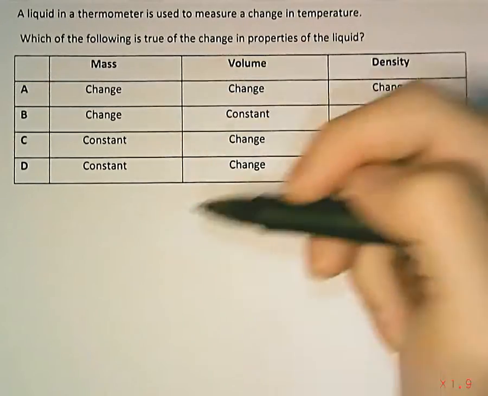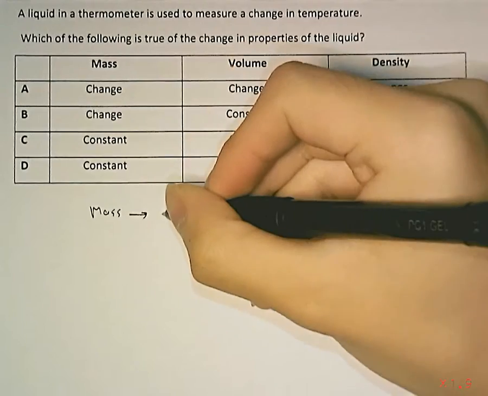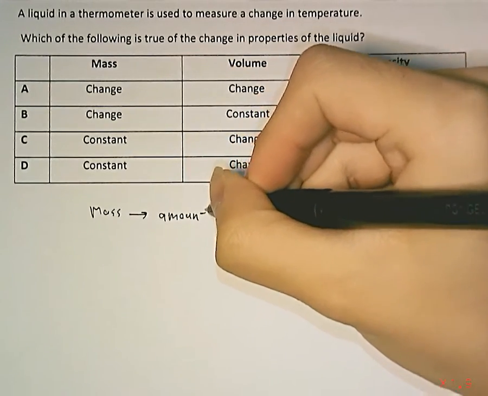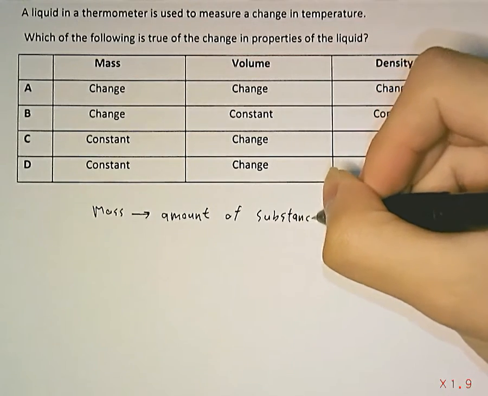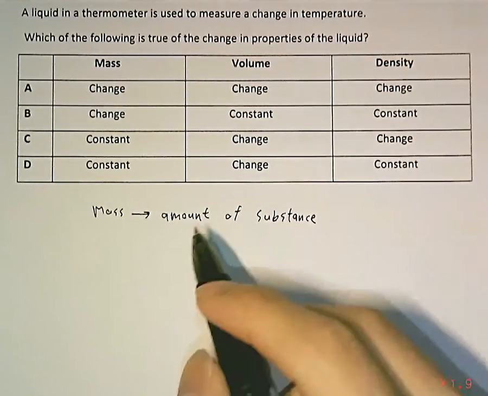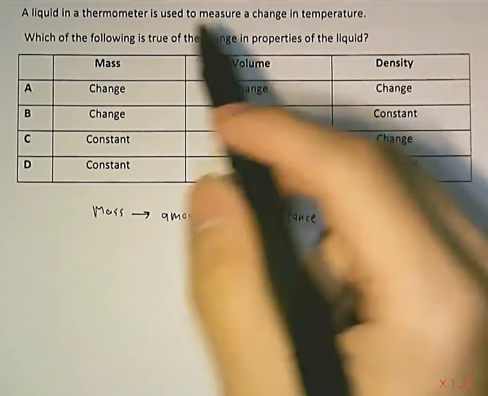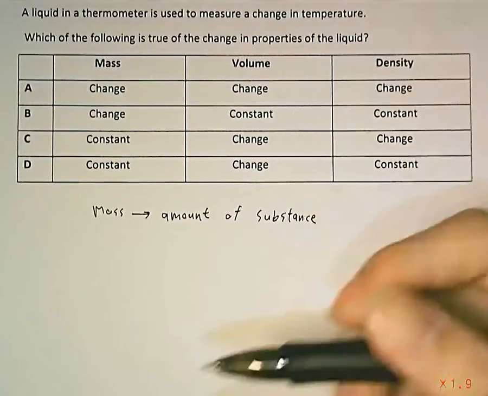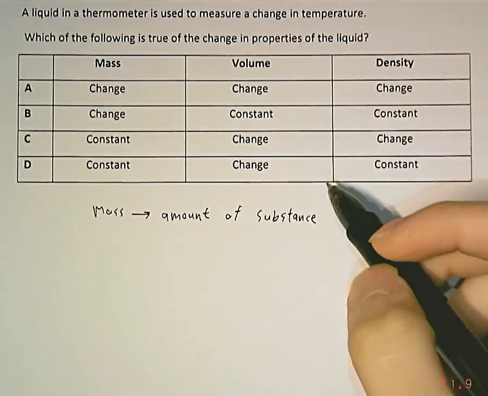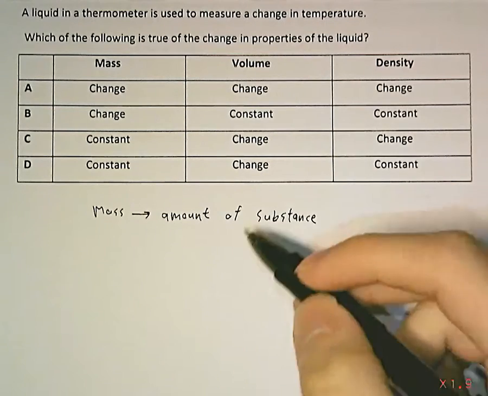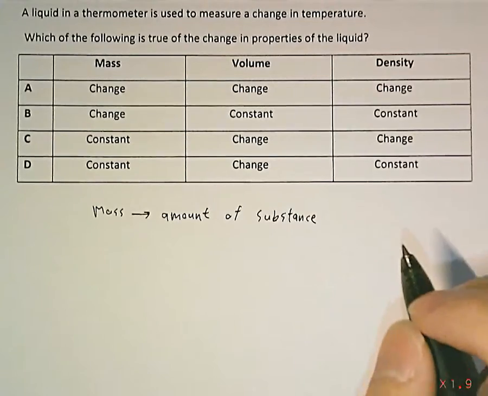Let's tackle this first. Mass is going to be the amount of substance that you have. If you want to think about it this way, you can see it as being related to the number of particles that you have. The number of particles in your liquid is not going to change as your temperature goes up. What's going to happen is that your particles are going to be moving more rapidly, more vigorously, and therefore the space between your particles will increase.